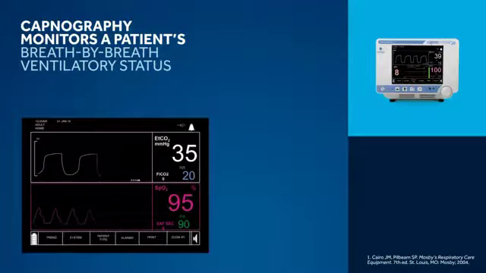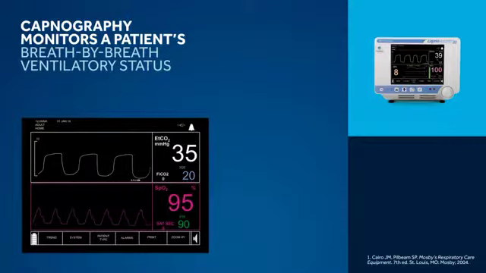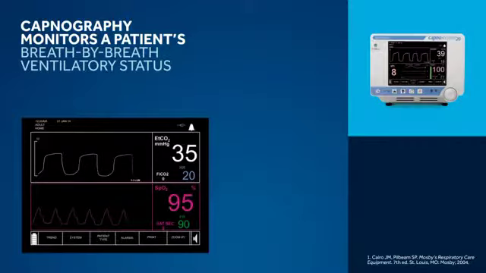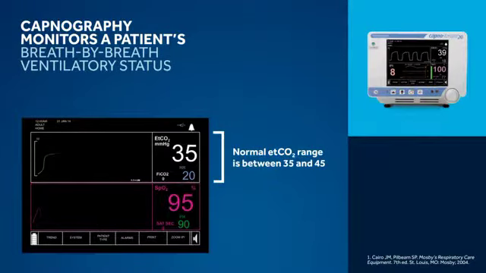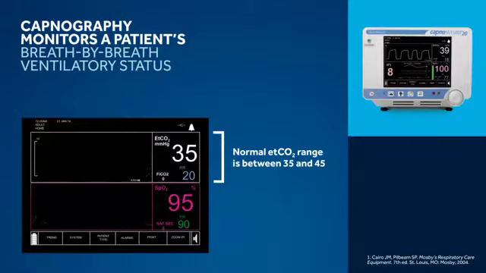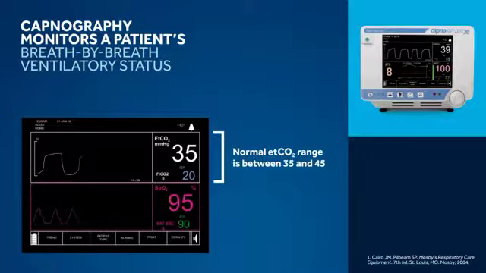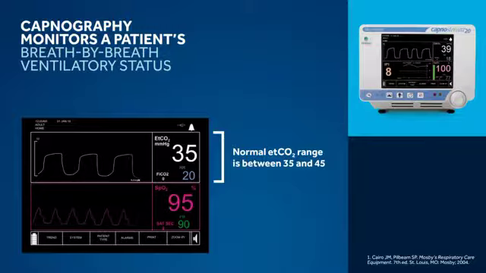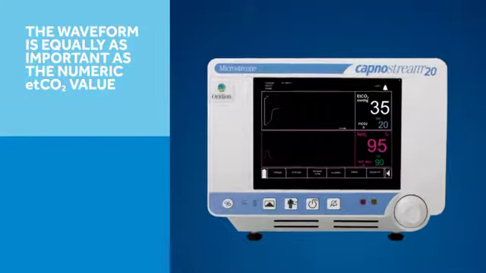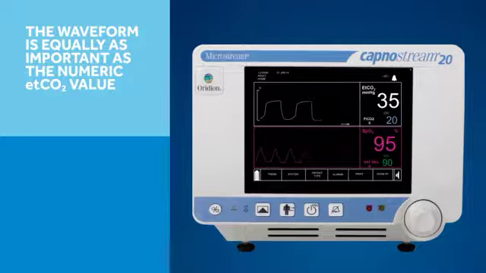Capnography monitors CO2 removal during breathing and provides a breath-by-breath assessment of the patient's ventilatory status. End-tidal carbon dioxide, or EtCO2, represents the measurement of the concentration of CO2 expressed as partial pressure in the mixed gas expired at the end of a normal breath. The normal range for EtCO2 is between 35 and 45 millimeters of mercury. In addition to the numeric EtCO2 value, the waveform display shows a graphic representation of the inhaled and exhaled partial pressure of CO2 in each respiratory cycle plotted against time.